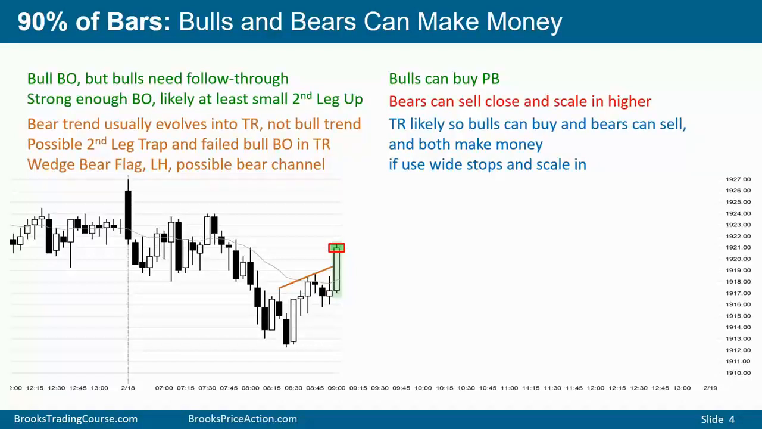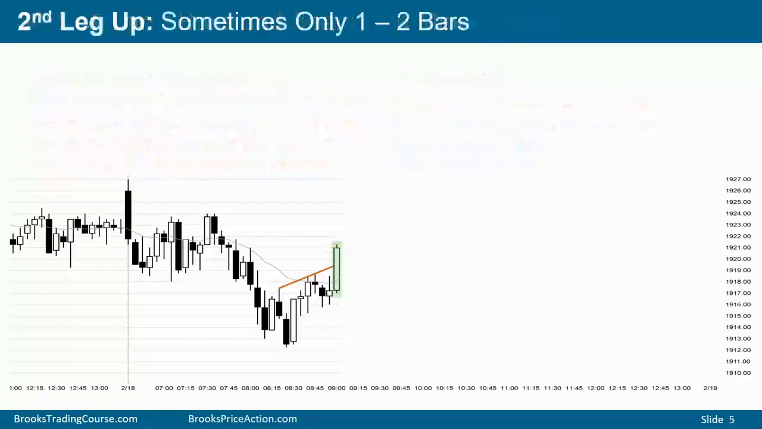In a trading range, usually bulls and bears can make money buying or selling at any time if they use wide stops and scale in and manage their trades well. This is a good example. Here's the bull case. The bull buys that close, he puts a stop down here, betting that we'll get at least a small second leg up before we get a reversal down.